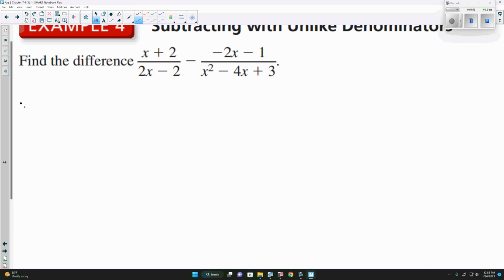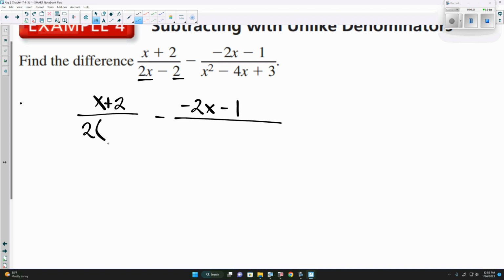We want to find the difference between these two here. So we have our x plus 2, and we have our negative 2x minus 1. So the first thing we need to do is factor the denominators. Now the first one we can look at factoring is our 2x minus 2. We can factor a 2 out of both terms. If we factor a 2 out of 2x, we're left with x. Factoring a 2 out of 2 is 1. So we get 2 times x minus 1.